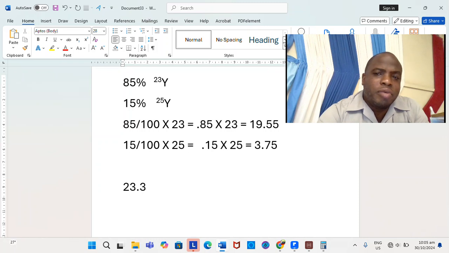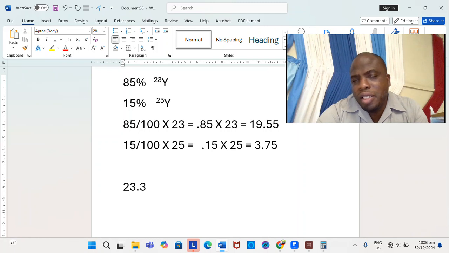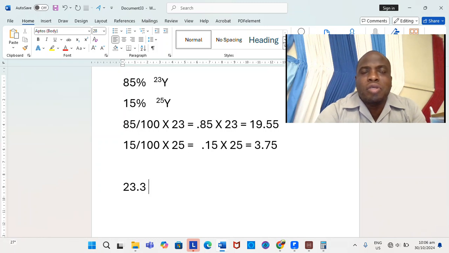Sometimes when you're going through different literature on the internet or in books, you may see decimal points on the periodic table for the element's mass number. This is where it's coming from, because some of these elements have different isotopes out there. So if you want to be specific in terms of the average mass, you have to take into consideration all the isotopes. And so for element Y, you would have 23.3.